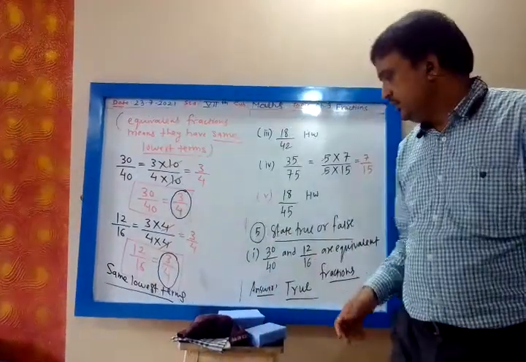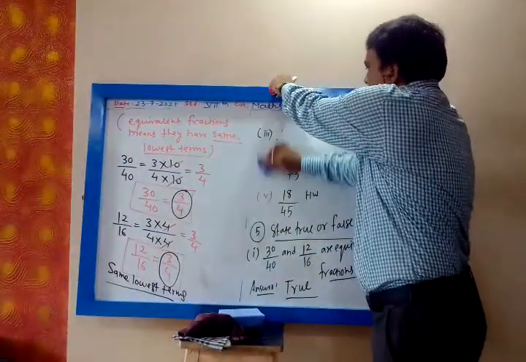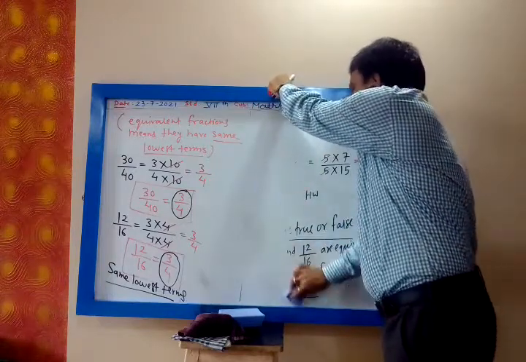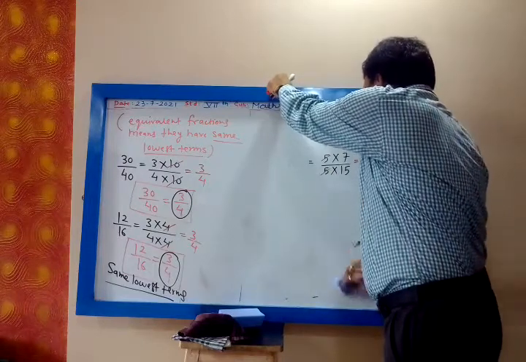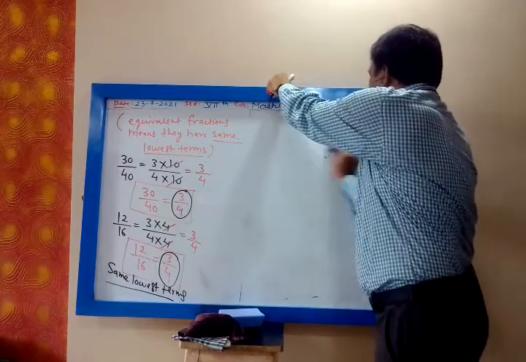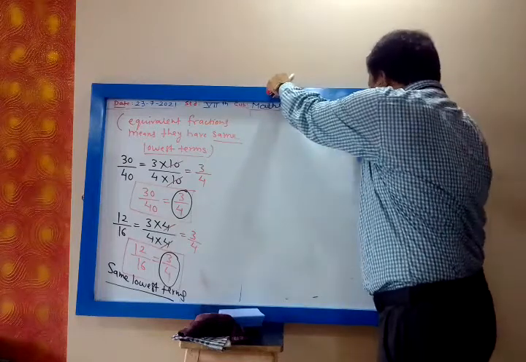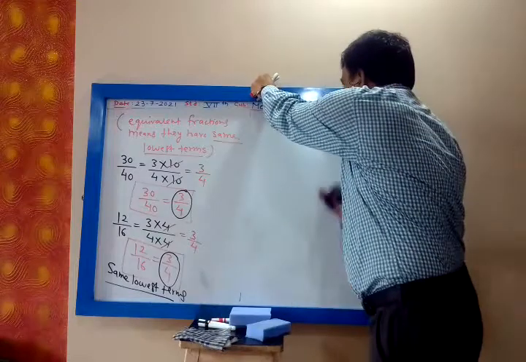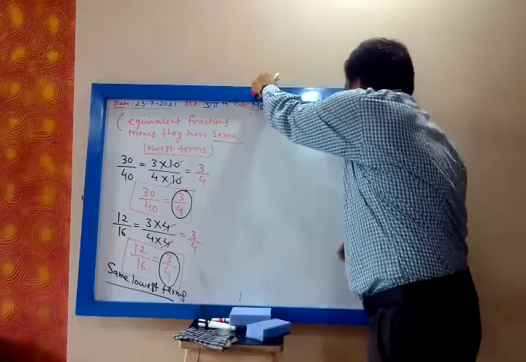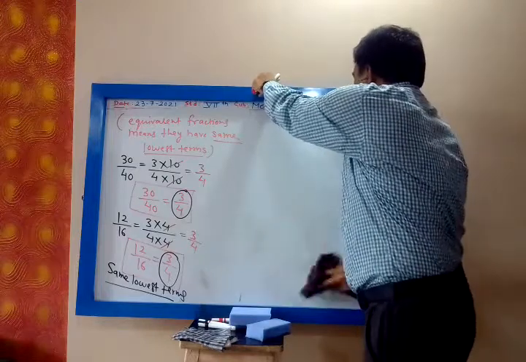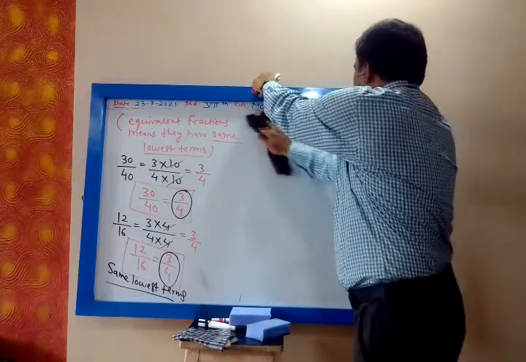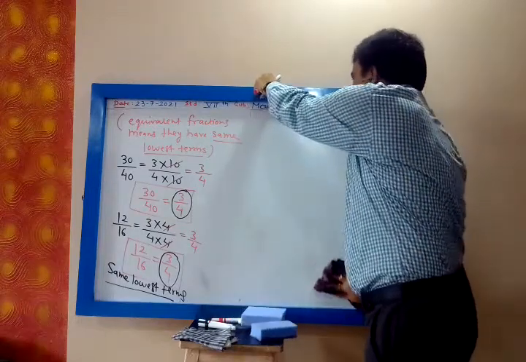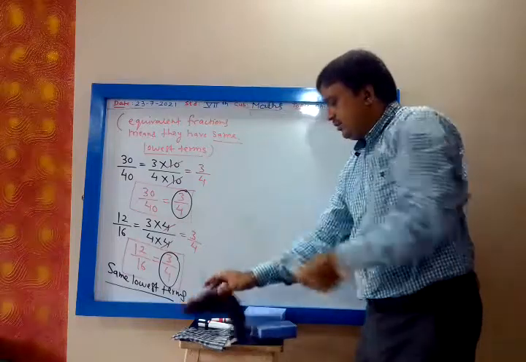Is it clear? To check whether two fractions are equivalent, you have to find the lowest terms of both the fractions. When the lowest terms are equal, the two fractions are equivalent. If the lowest terms are not equal, then the fractions are not equivalent. Lowest term means there is nothing common in the numerator and denominator.